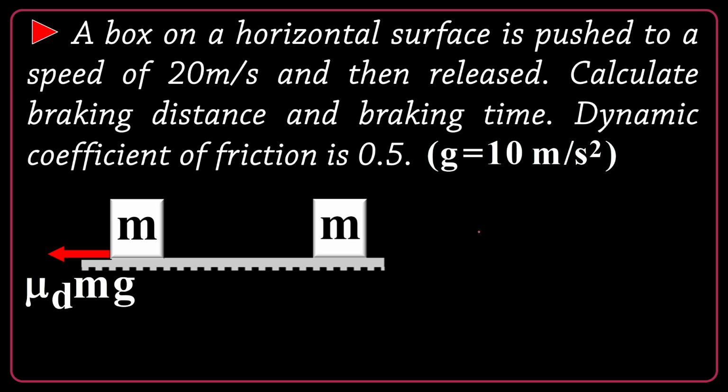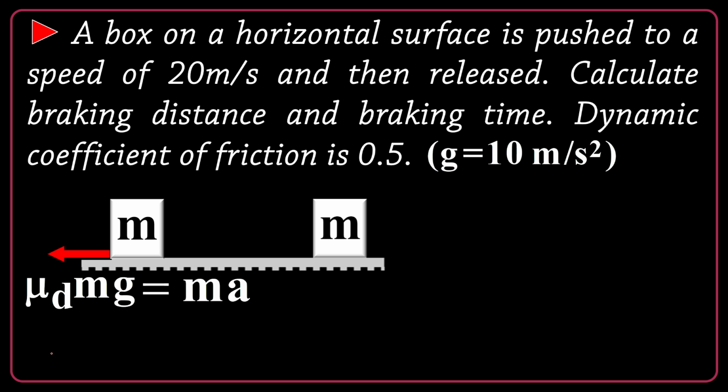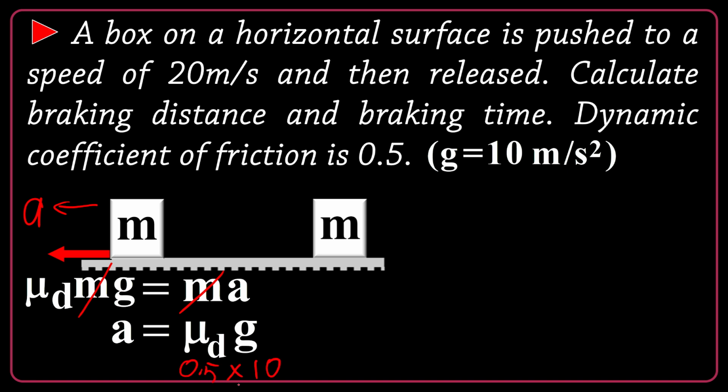If I write F net, Newton's second law, to be equal to ma, the F net is nothing but the dynamic friction. Good. So let's put it equal to ma. And acceleration necessarily is leftward. Okay, if I cancel the mass, I will have acceleration to be mu d times g. It's very good. So I have the acceleration now. Mu d is 0.5 and g is given to be 10. So acceleration is 5. Good. Now I can find the stopping time, the braking time, and braking distance.